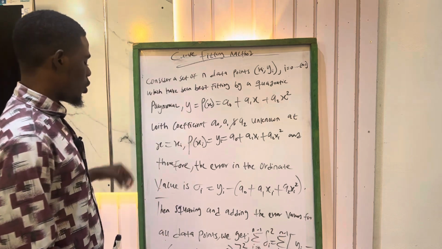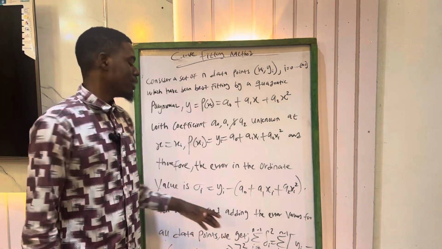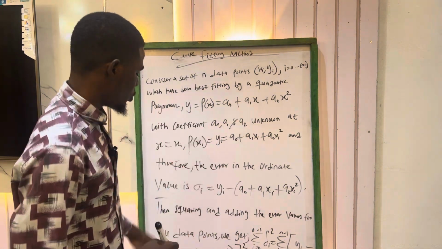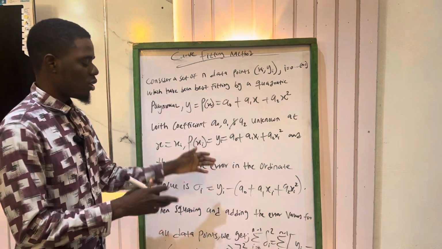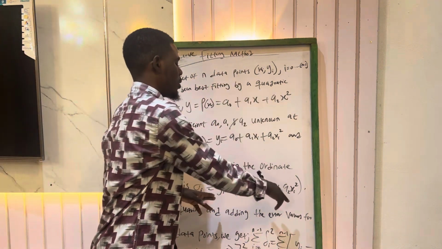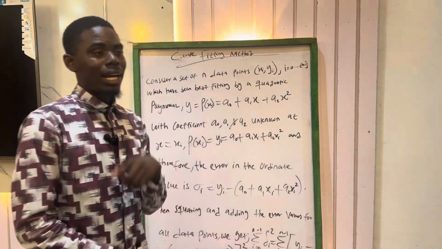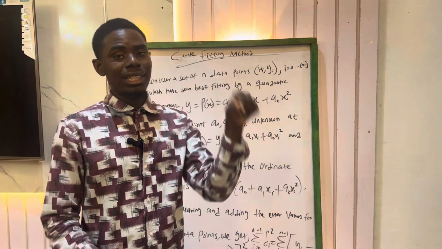Now, once we already know this error, if we are to square the value of this error, then add the value of this error at different points, that is for i, because we said that i is varying from 0 to n minus 1. So you square this error value, then add the error value for when i is equal to 0, when i is equal to 1, when i is equal to 2, when i is equal to 3, and so on. That means depending on the amount of points that are given in the question.